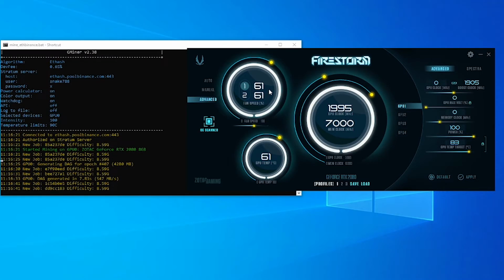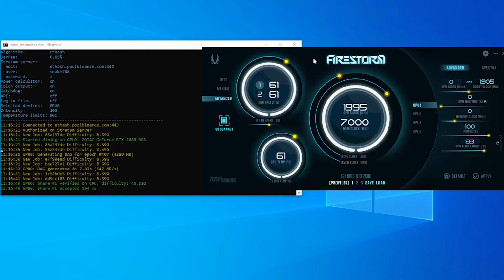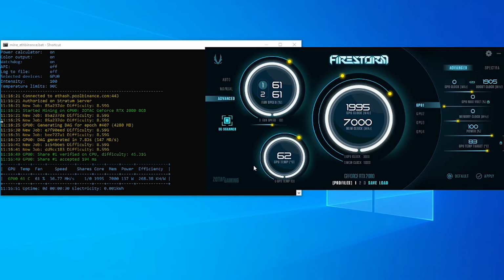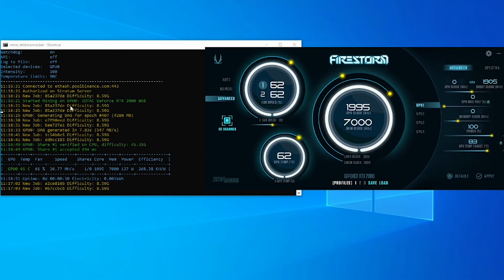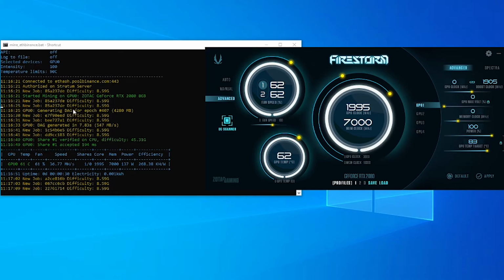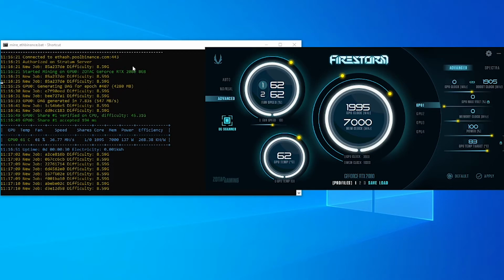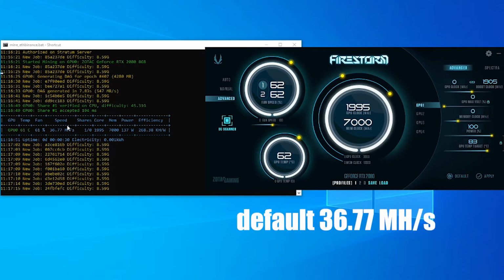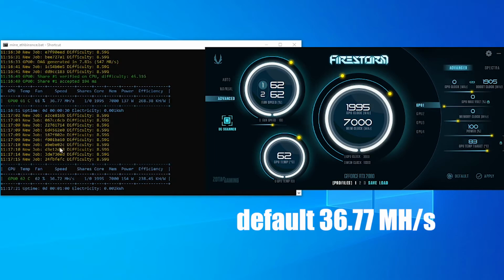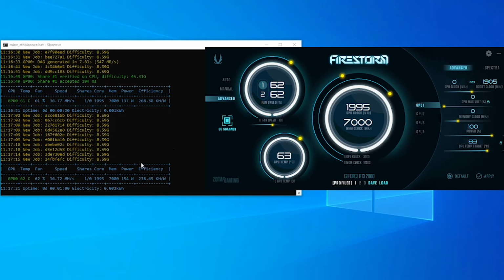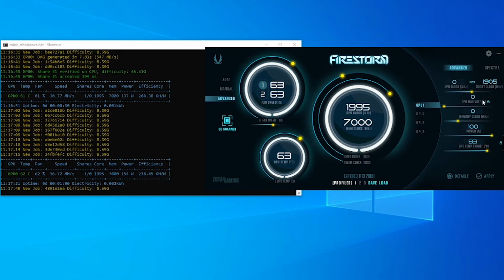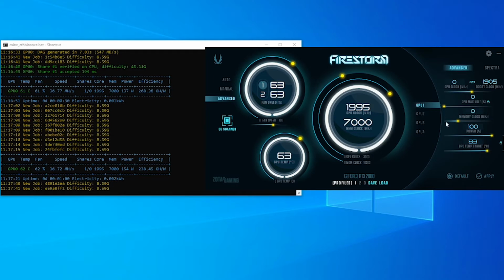Okay, so why I added this portion is I was having a difficult time looking for the hash rate of the RTX 2080 Zotac AMP Extreme. So now I discovered that the default of this card is around 36.77. So the mining is running, and these are the default settings. The memory is 7000 and everything is set to default.